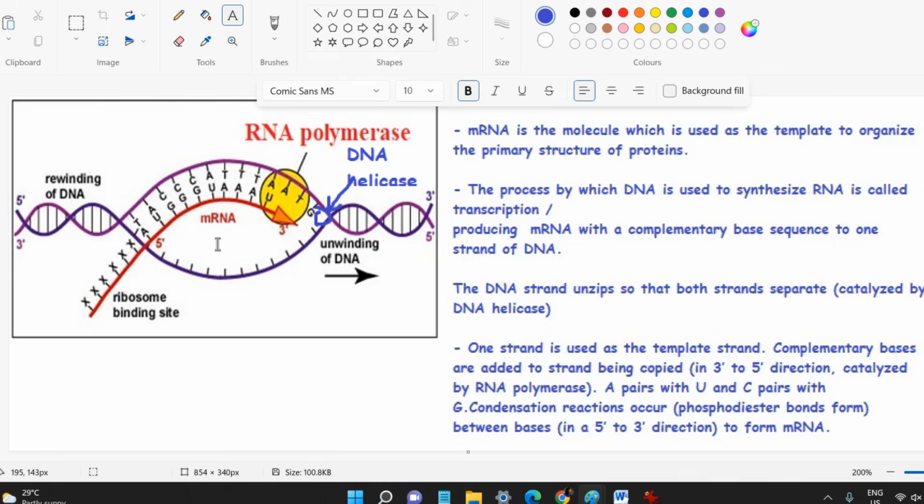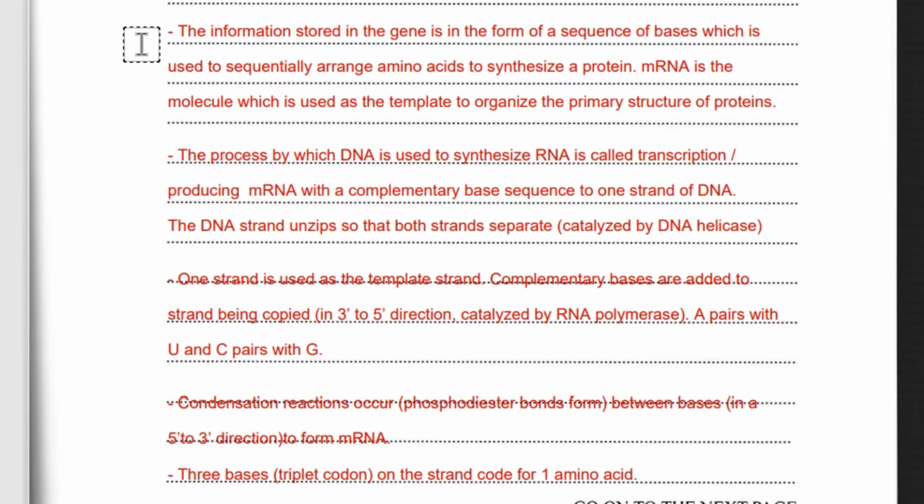It's not that difficult. So first we're going to explain what is a gene and what is mRNA. The information stored in the gene is in the form of a sequence of bases, which is used to sequentially arrange amino acids that would eventually be translated to form a protein. So mRNA is the molecule which is used as a template to organize the primary structure of proteins, basically the polypeptide chains that are being built by the ribosomes.